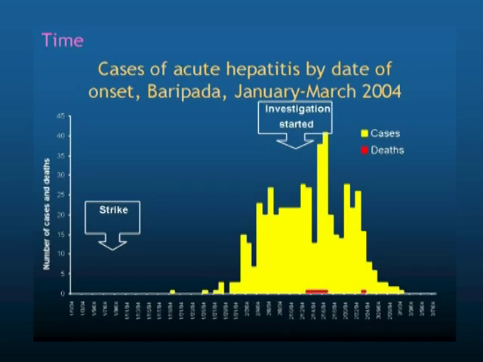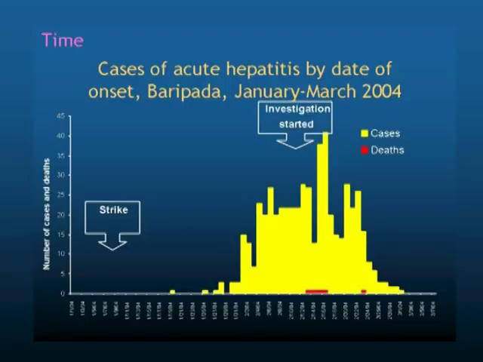These are all examples of some of our trainees who have conducted investigations in various places. Say, for example, one of our students from Orissa did an excellent investigation. There were cases of acute hepatitis in January to March 2004. And he, as a first step, describes this epidemic with respect to time.